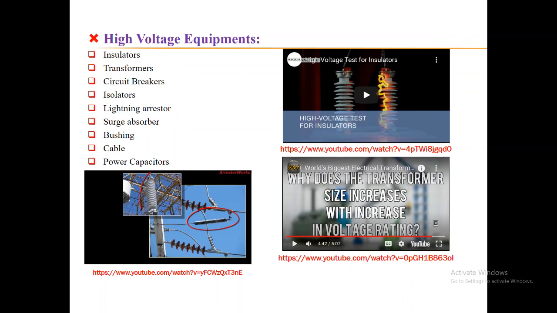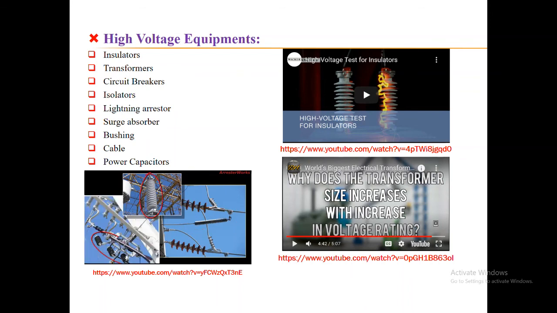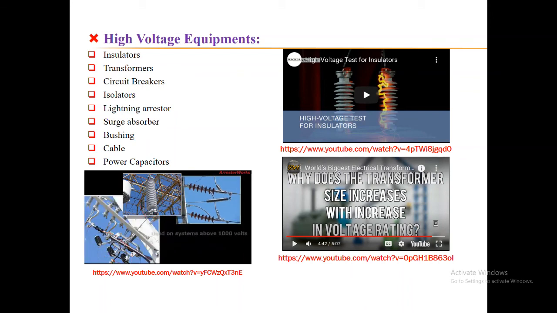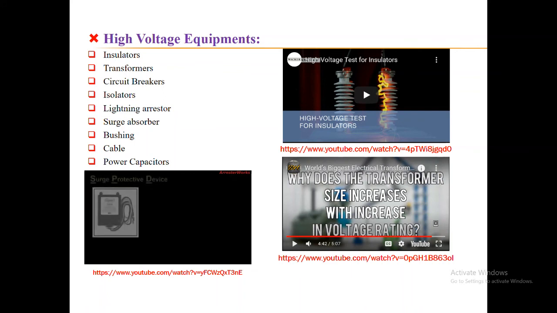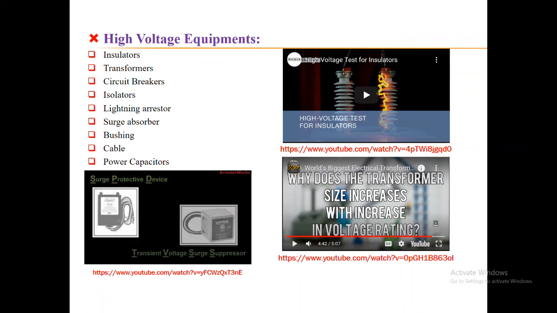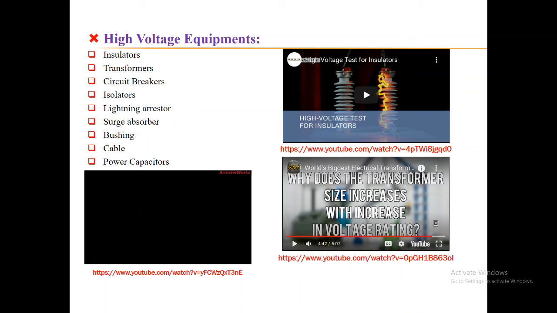According to most definitions, a lightning arrestor is a device used on power systems above 1000 volts to protect other equipment insulation from being damaged by lightning and switching surges. The SPD and the TVSS are devices that are similar to lightning arrestors in that they are surge diverters, but they are generally used at voltages well below 1000 volts.